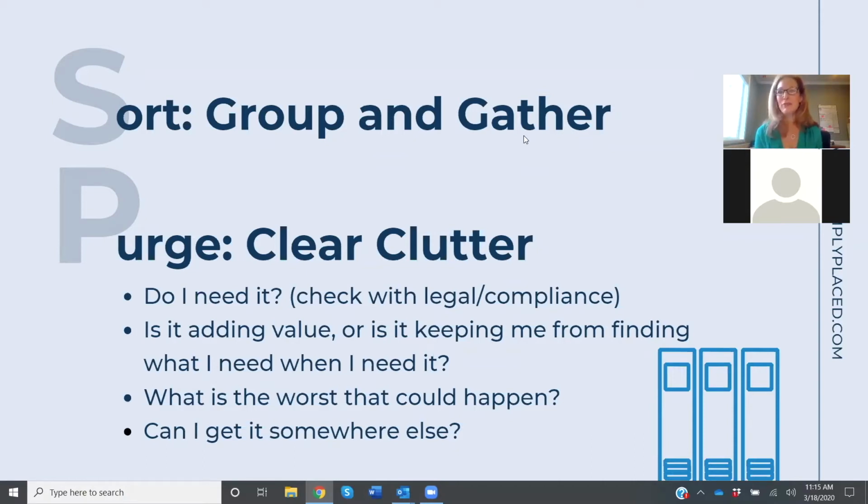And for example, if it was information that I had found online, maybe printed as a resource, but haven't referred to in a while, if I got rid of it, could I just find that resource again? And in fact, might that resource be updated online and it's a more current version anyway? So what's the worst that would happen if you needed it and you didn't have it? The answer to that question can help you decide if you should keep it or let it go. So if the answer to that question is that there would be very high legal or financial ramifications, you might err on the side of keeping it. And then we talked about, can I get it someplace else? So clearing clutter is the second step in the process of getting organized, and it's a critical one.